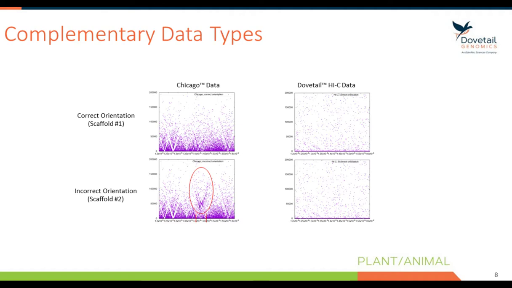So what Chicago is providing your assembly is not only boosting contiguity, but it's also allowing HiRISE to identify and correct false misjoins in the input assembly, thus giving you a far more accurate final assembly than if you did not use Chicago data.